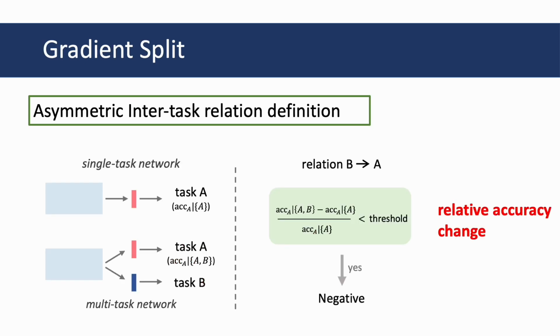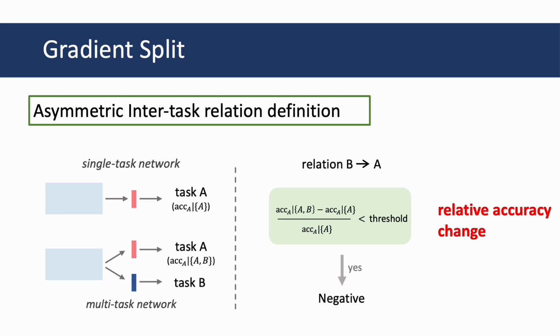To achieve this goal, we propose gradient split. It uses intertask relation for learning the model. Here I show how to define intertask relation. First, we learn a single task network for task A, and we calculate its performance. Second, we jointly learn both task A and task B, then we calculate the accuracy of the two-task network on task A. Based on this, we compute the relative accuracy change for task A.